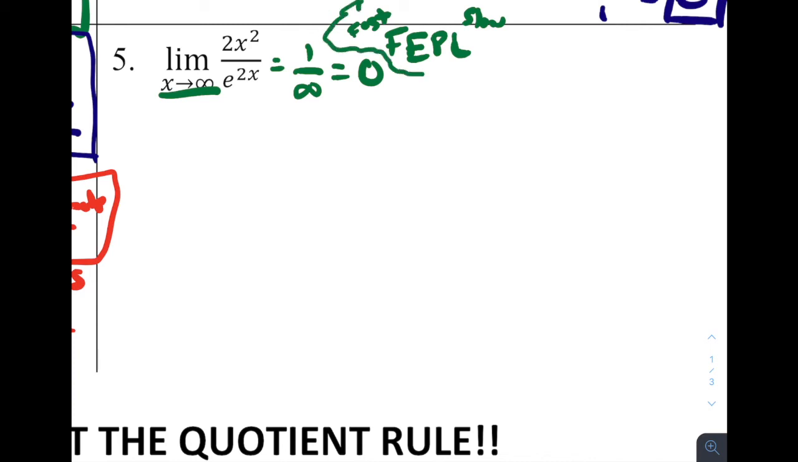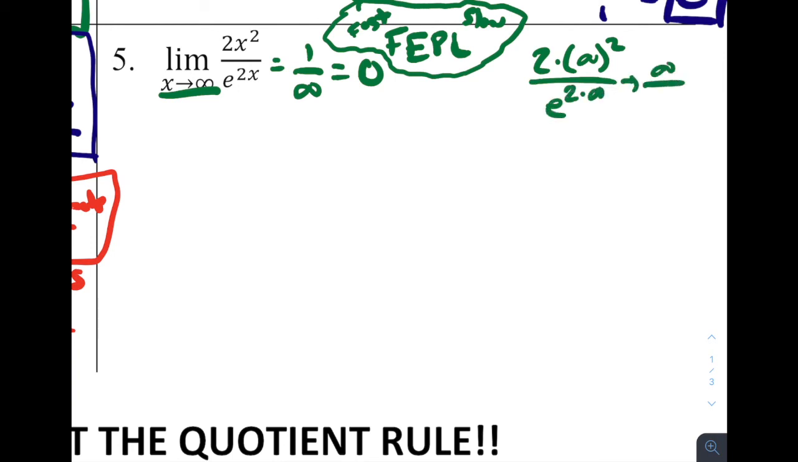Remembering that shortcut, FEPL, to remember the order: factorials are faster than exponentials, exponentials are faster than polynomials, polynomials are faster than logarithms. Great. That's the old way for doing number 5. How would we do this with L'Hopital's rule? Well, if we were to do direct substitution, this is like 2 times infinity squared divided by e to the 2 times infinity. That's going to approach infinity over infinity, which is indeterminate form.